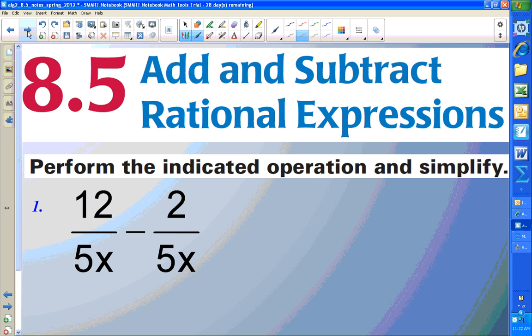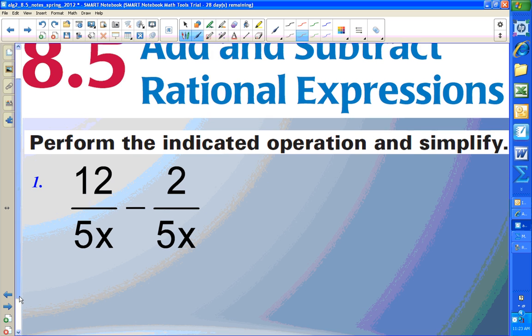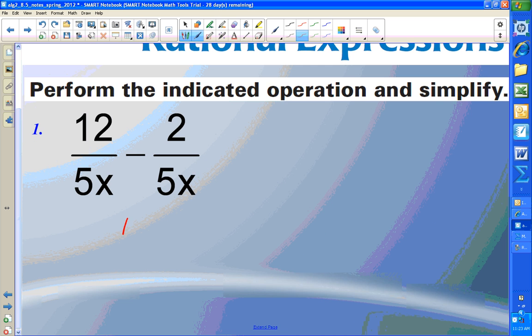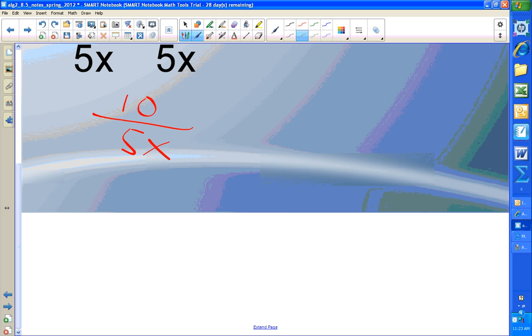Denominators are the same. What do you do with the tops? Just add or subtract. 12 minus 2. So when we're simplifying here, we're going to get 10 over, the denominator doesn't change. So when they give it to you and it's already got common denominators, that's all good. Really simple. 10 over 5x, how does that simplify? 5 over x. How much? 2 over x.